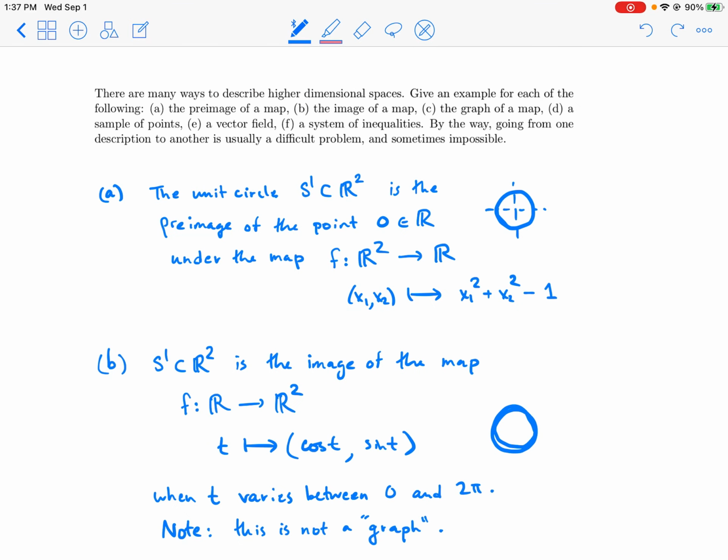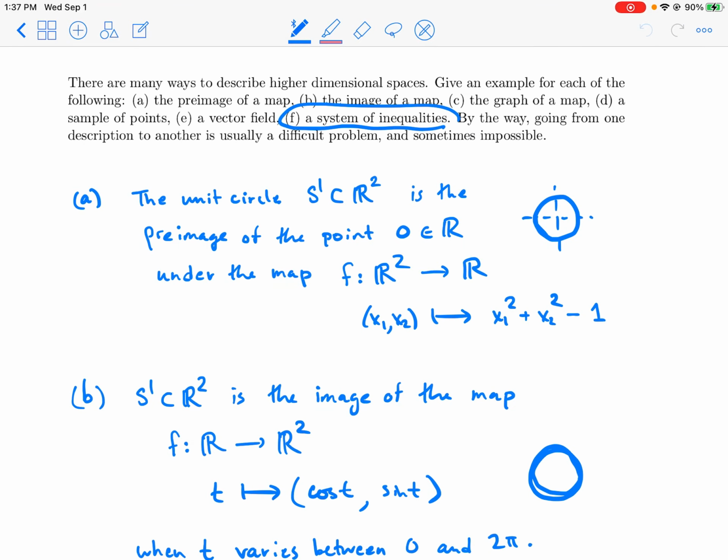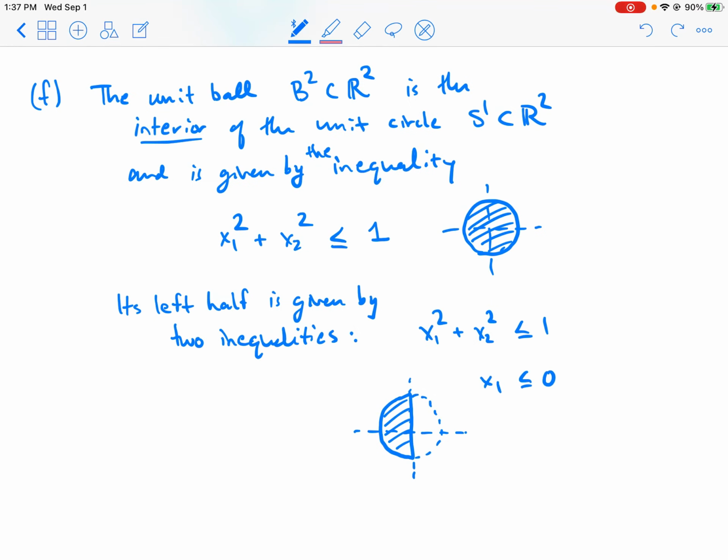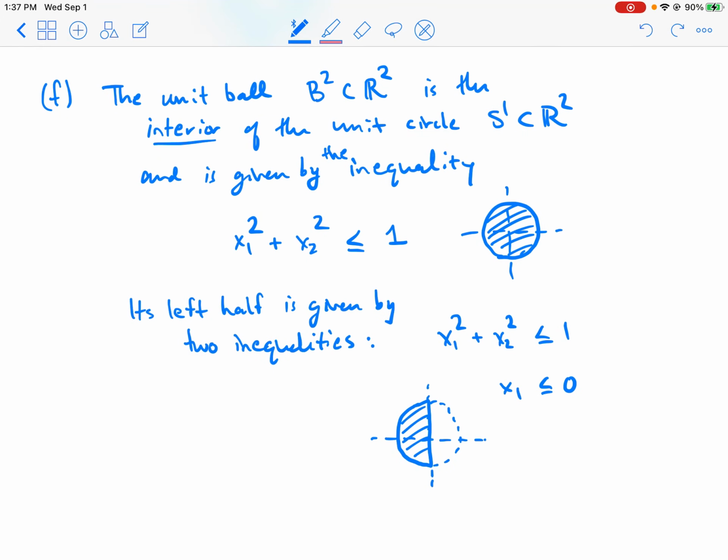Okay, and lastly, a system of inequalities. This one I chose to go a little bit away from the circle. The unit ball is the interior of the unit circle, and it's given by the inequality here: the sum of squares is less than or equal to 1. The left half of the unit ball is given by two inequalities. The sum of squares is less than or equal to 1, as before, and then the first coordinate is less than or equal to 0. And now you have the left half of the unit ball.